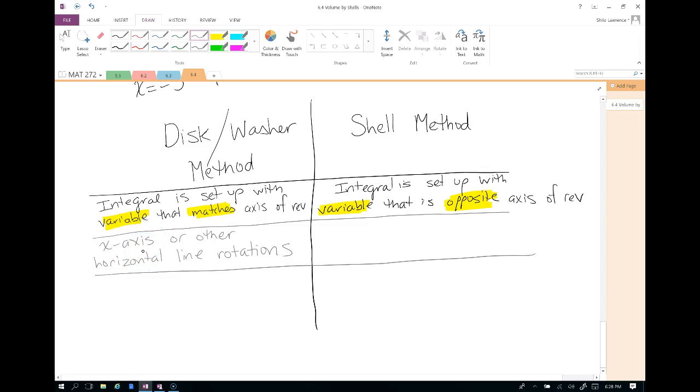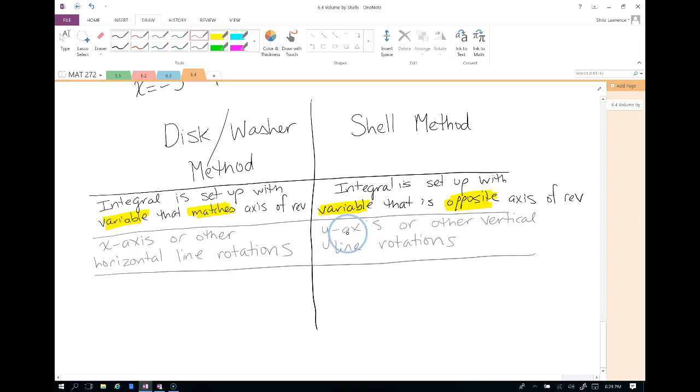That will allow us to keep everything in terms of x, which is usually just the natural way that functions are given to us. On the other hand, with the shell method, we do the variable opposite the axis of revolution, which means y-axis or other vertical line rotations. We'll use the shell method. This again will allow us to keep everything in terms of x because the shell method is going to get set up with the opposite variable.